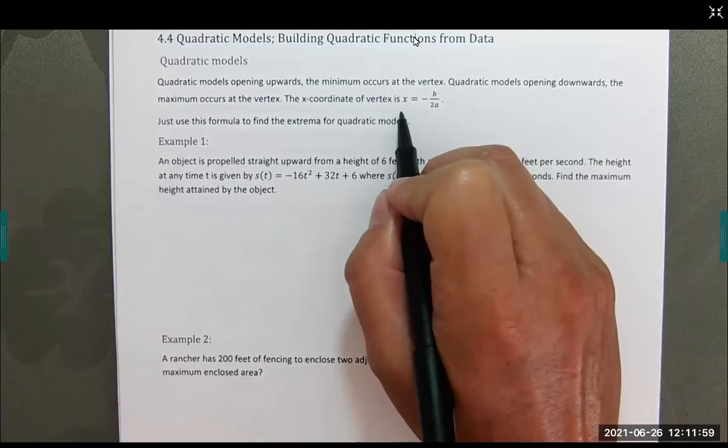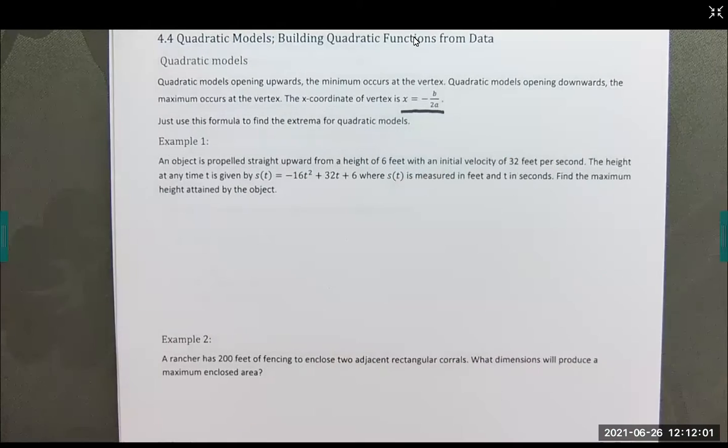And the x-coordinate of the vertex is x equals negative b over 2a. That's going to be sort of our theme for all three of our examples today. All right, an object, example one.